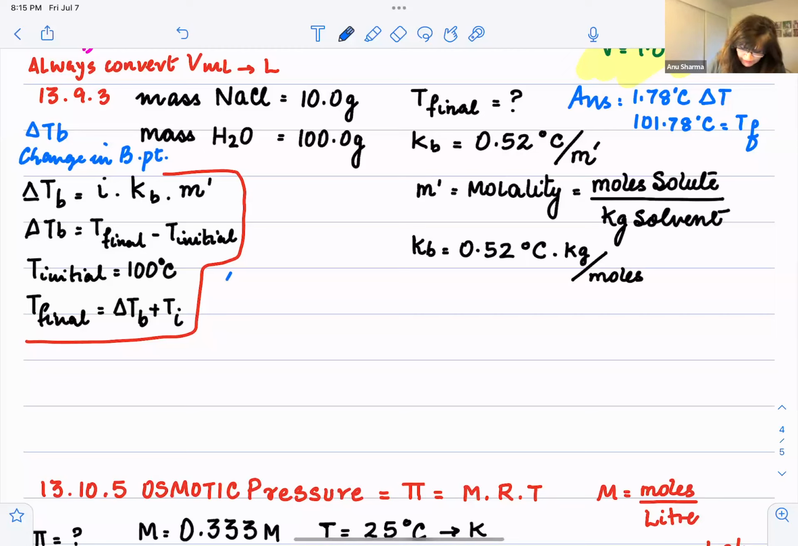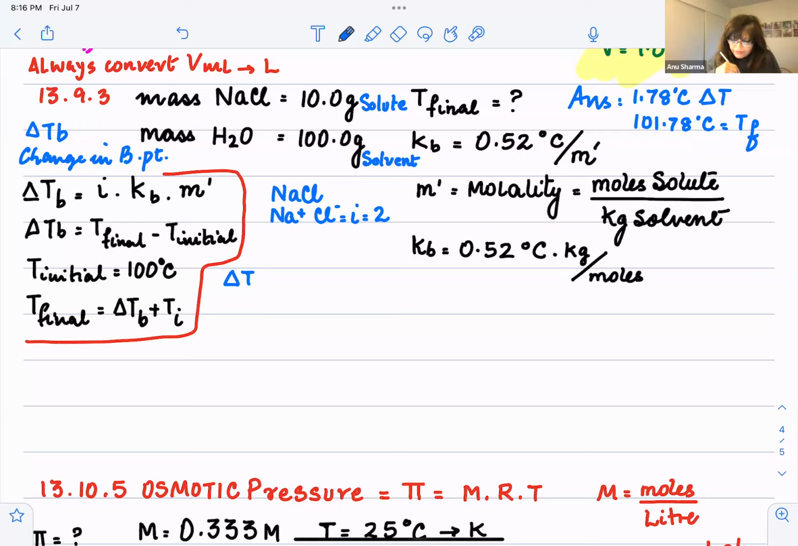So delta TB, and for NaCl, because it can give you sodium and chloride ions, therefore the value of i is equal to 2. Okay, now TB, this is the solvent, this is the solute, and this is the solvent.